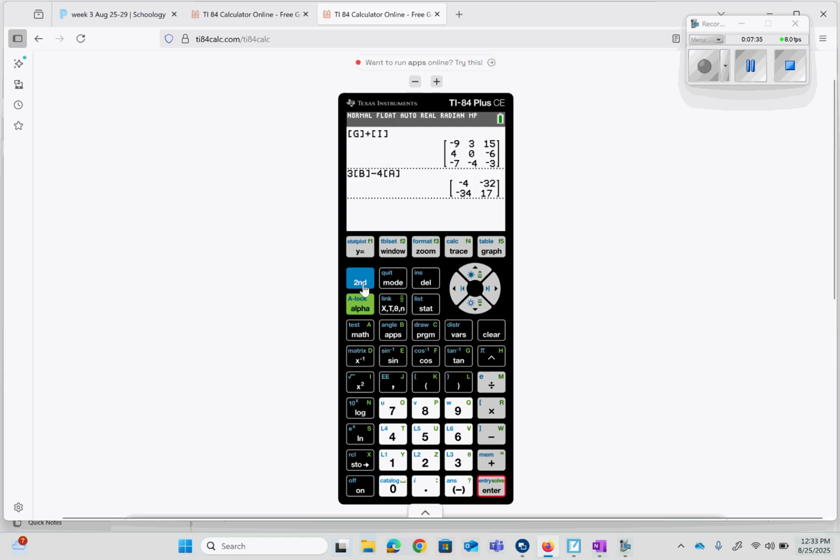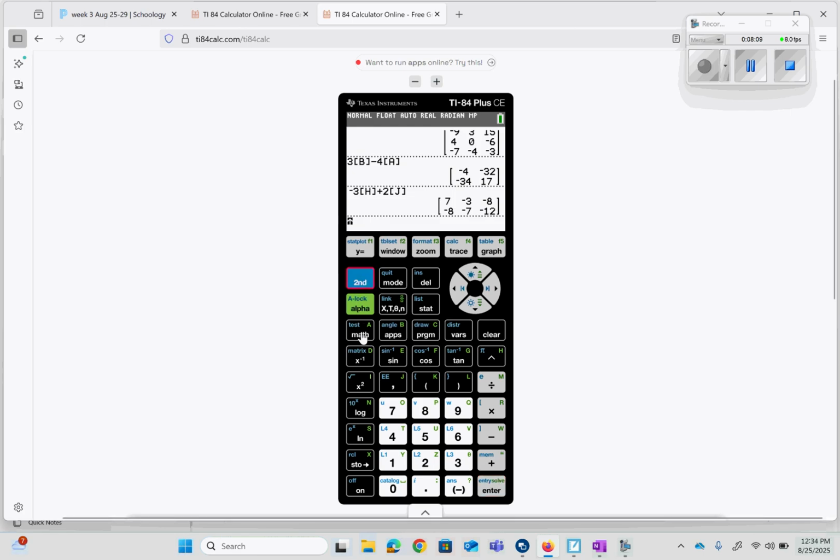Number 3, we have -3 times H. So I go back to matrix. H is number 8. And then plus 2 times J. And so second matrix J, which is down below, it looks like 0. And there's your answer.